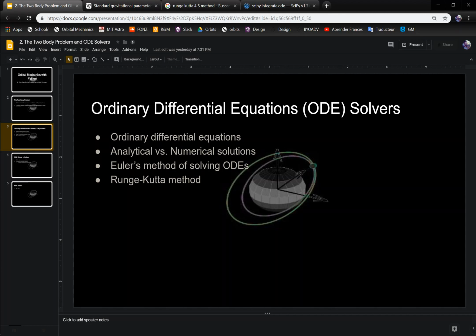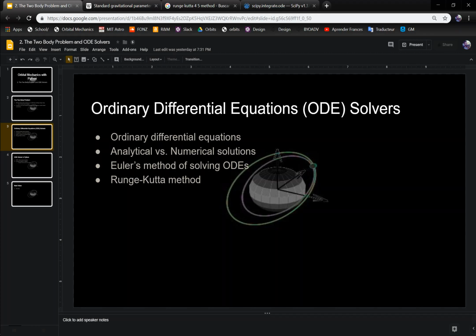And analytical versus numerical solutions. You can think of analytical as something that you can solve on paper. You can write it down. You can find an exact solution. But in orbits, a lot of times, basically any time you're not dealing with two-body problems, this is not going to be possible, and you're going to need to find it numerically, which is what computers are for.